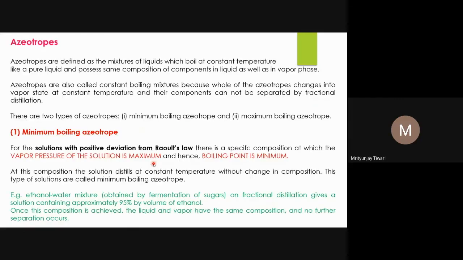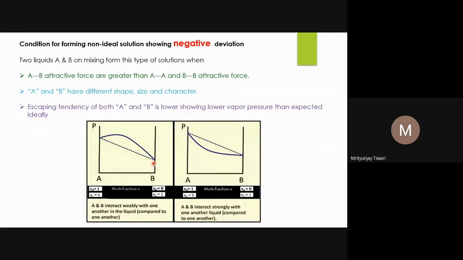We know the boiling point of nitric acid is more than water. So this is nitric acid, suppose, and this is water. Ideally it should follow this: as soon as you increase the percentage composition of nitric acid, the boiling point should linearly increase, or the vapor pressure should linearly decrease as per Raoult's law. But this is not what we obtain.